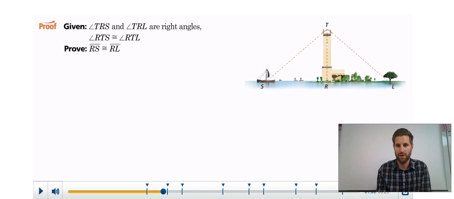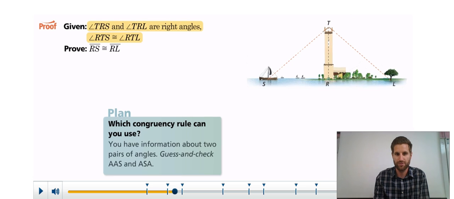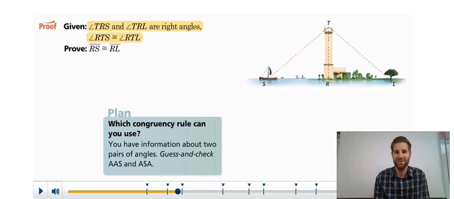Okay? So I'm moving back over here. So here's our picture. Like I said, we want to go ahead and show that we have right angles, so we're going to go ahead and move on. Which congruency rule can we use? So we have some information. We have two pairs of angles. We might use angle, angle, side, or angle, side, angle. One of those two, we're not sure.